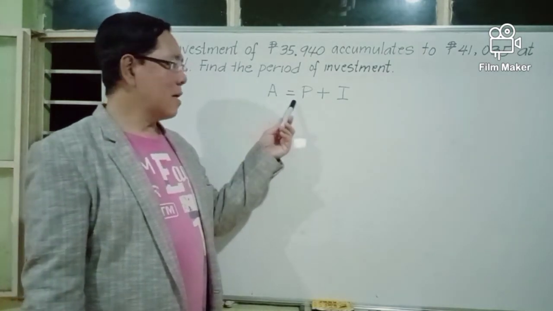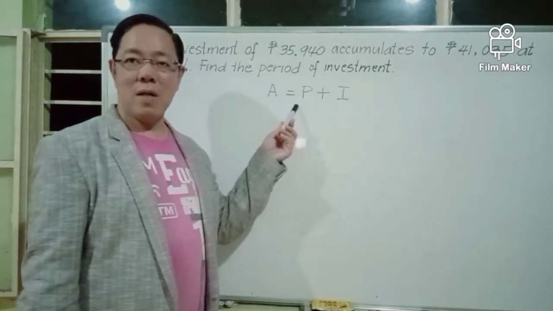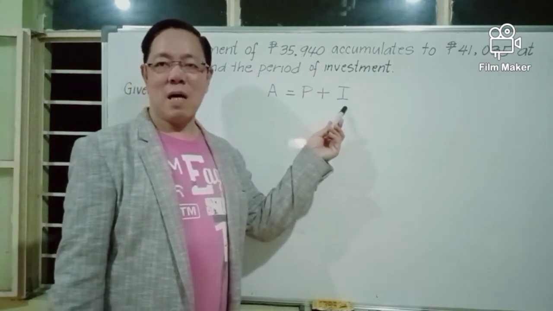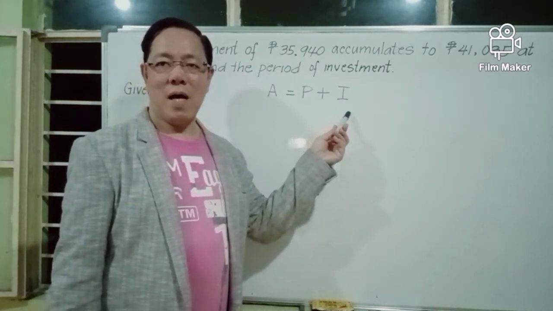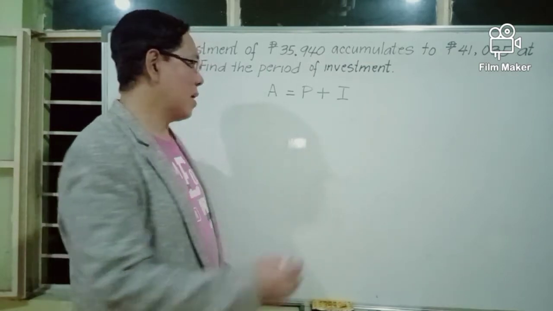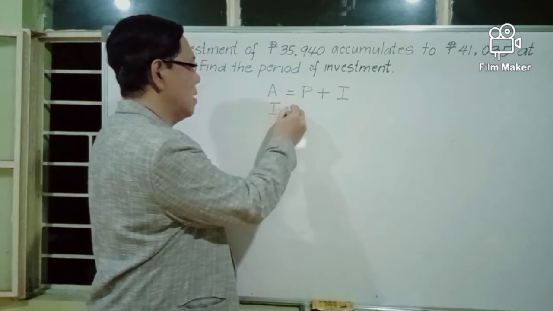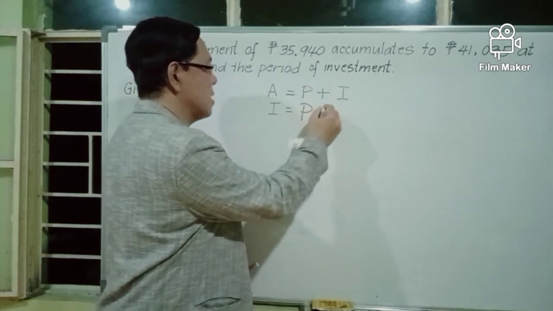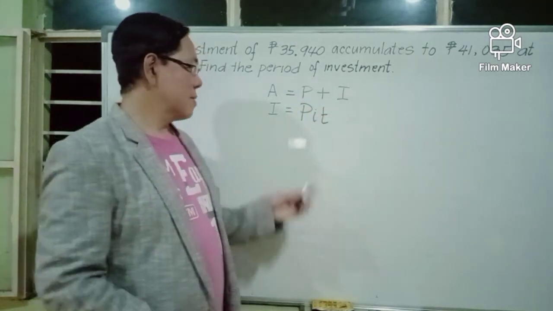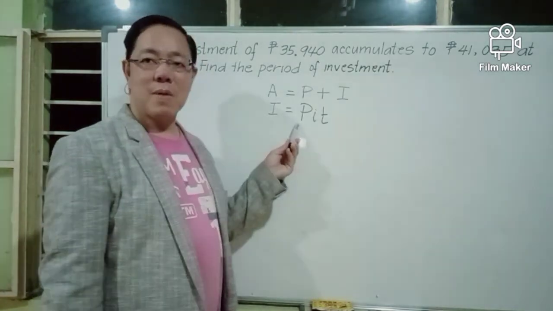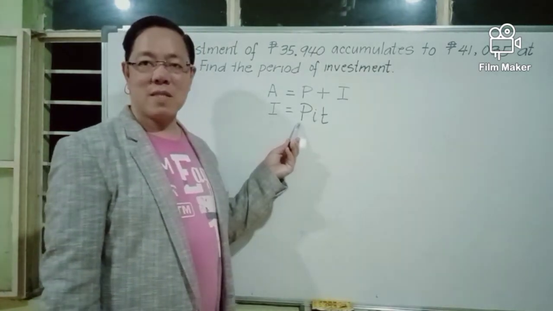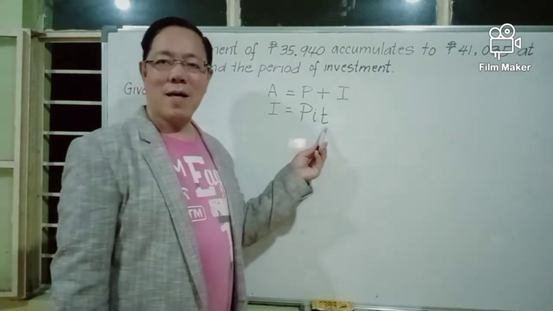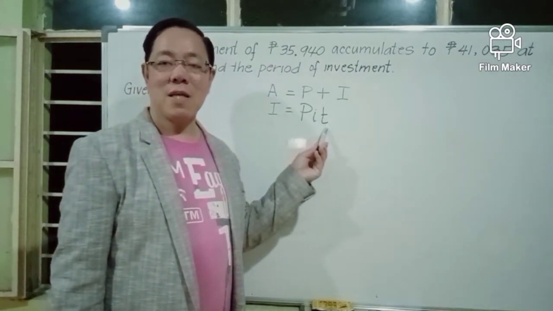capital A, and it is equal to the sum of the principal, the original amount borrowed or the original amount invested, and the amount of interest, capital I. And capital I, the amount of interest, is given by the formula I equals PIT. Amount of interest equals the principal, original amount invested or borrowed, multiplied by the interest rate in decimal number and the time or period of investment in years.